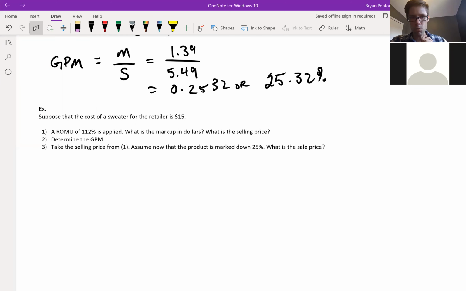So if we apply a rate of markup of 112%, they're asking us, what is the markup in dollars? And what is the selling price? That's interesting. Okay. So that's part one. Part two, determine the GPM, the gross profit margin. We can do that relatively quickly. And then taking the selling price, oh, and then we're calculating a sale price. Okay, I think we can kind of intuitively work our way through this one.